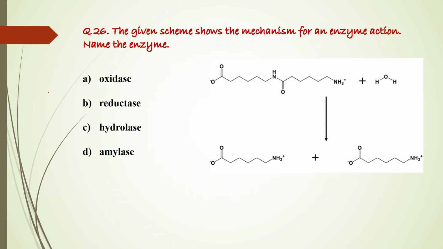It says the given scheme shows the mechanism for an enzyme action. Name the enzyme. This is the reaction that is shown on the right hand side. What we can see in this reaction is basically the cleavage of this amide bond. So let us look at the options.